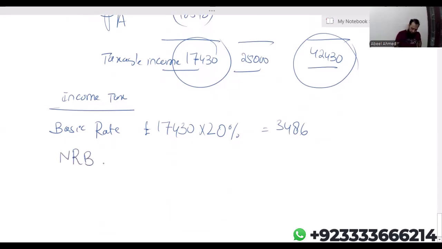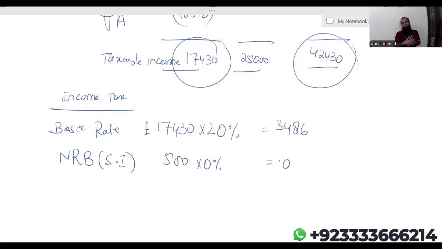Nil rate band, saving income 500 into 0 is great. Now listen to me carefully. Your saving income is 25,000. Out of that, we have taken 500 in the nil rate band. Great. Now the question is, we still have 24,500 in the saving income. Which tax rate is applicable?